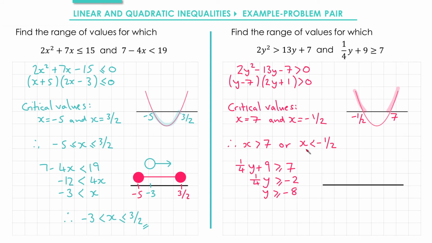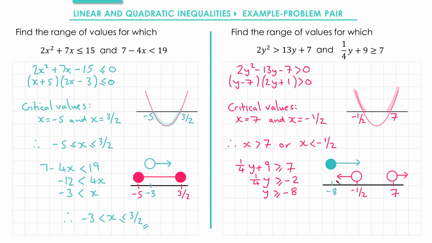We'll start with the quadratic inequalities. So we have a mark at negative 1/2 and a mark at 7. These are both strict inequalities, so we want open circles. And we want to the left of negative a half, and to the right of 7. Our second inequality is y is bigger than or equal to negative 8, so we'll mark negative 8 on the number line. It's not a strict inequality, so we want a filled in circle. And we want an arrow going to the right.